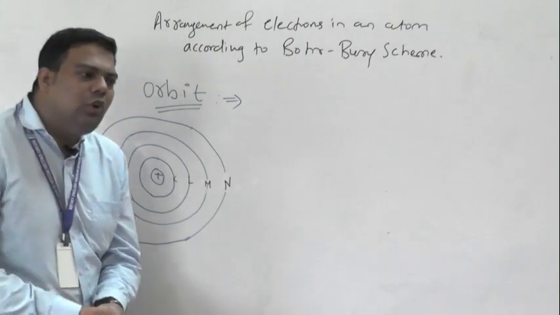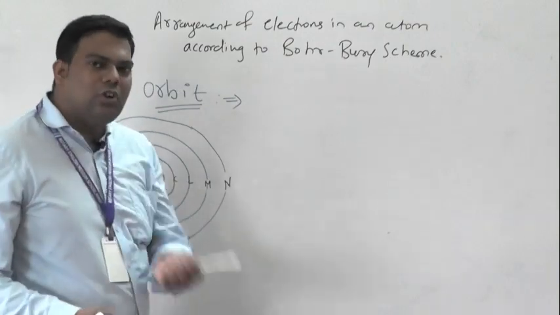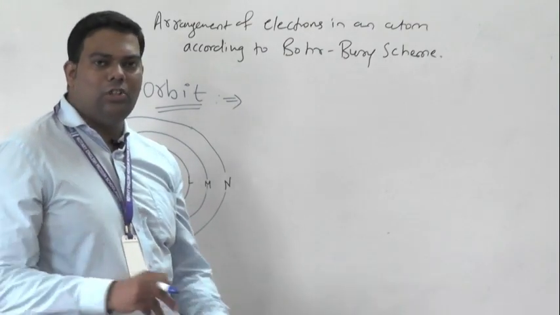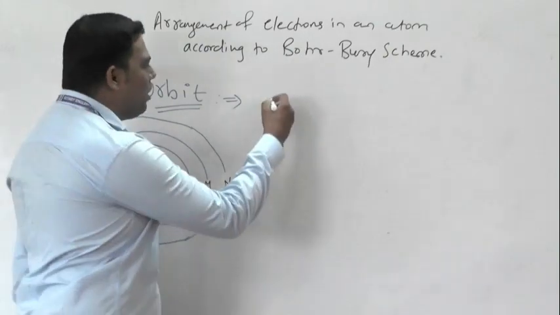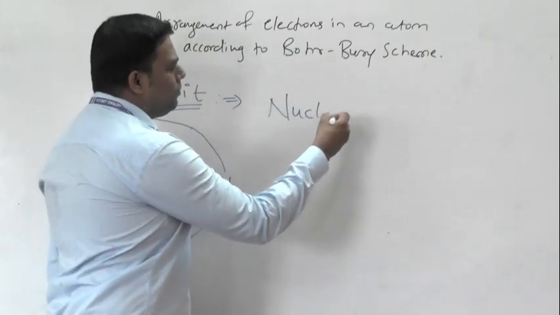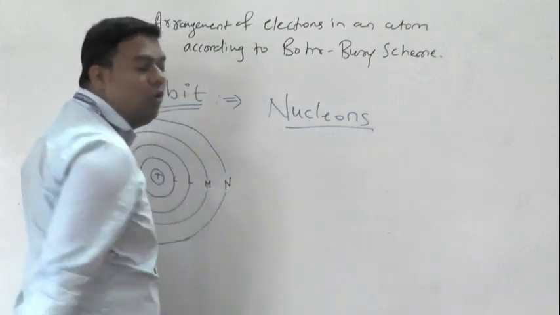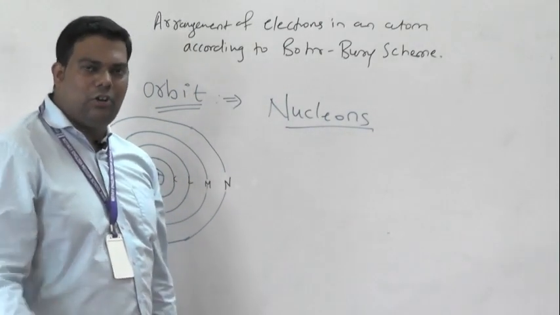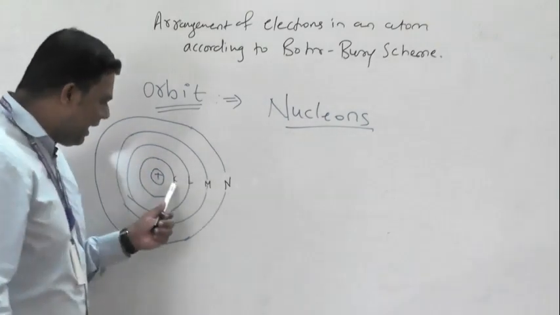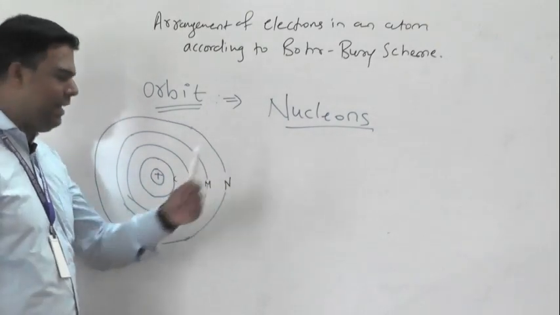As you know, the constituents of the nucleus are protons and neutrons, and together we call protons and neutrons nucleons. Keep that in mind. Together we call proton and neutron nucleons. So see the K, L, M and N shells.